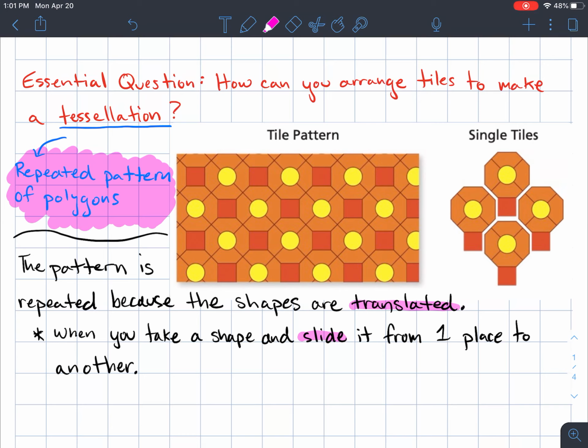If you look to the right, it's basically this light bulb looking shape repeated over and over and over again. The way they're able to repeat it is through what's called a tessellation. In an even more elementary sense, it's a geometric transformation called a translation, where you take an image and you slide it. So the pattern is repeated because the shapes are translated. When you take a shape and slide it from one place to another, you're doing what's called a translation.